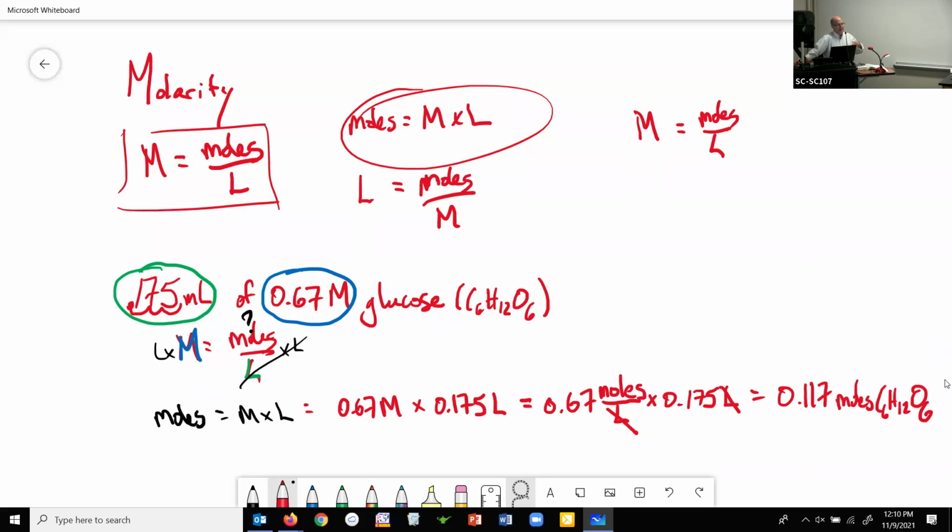Now, at this point, we could go back to what we just talked about doing the review problems. And I could add to this question, okay, now you know how many moles there are. How many grams are there? Well, 0.117 moles of C6H12O6. I go to the periodic table, it's 180 grams per mole for this stuff. 0.117 times 180. There are 21.1 grams of C6H12O6 in there.